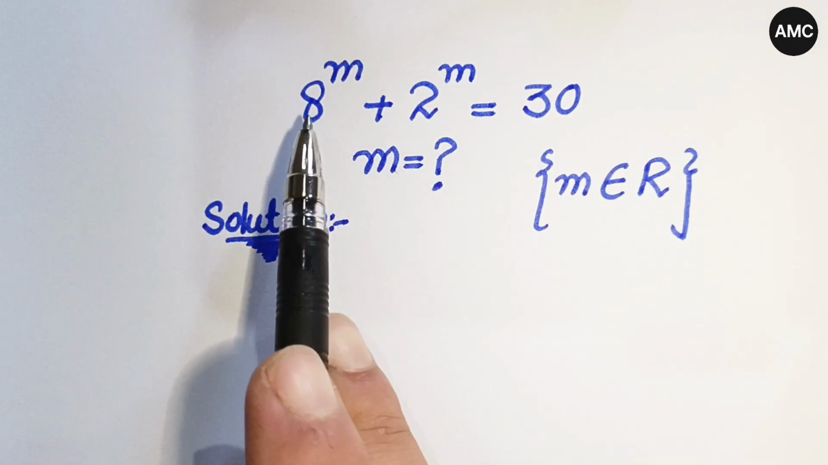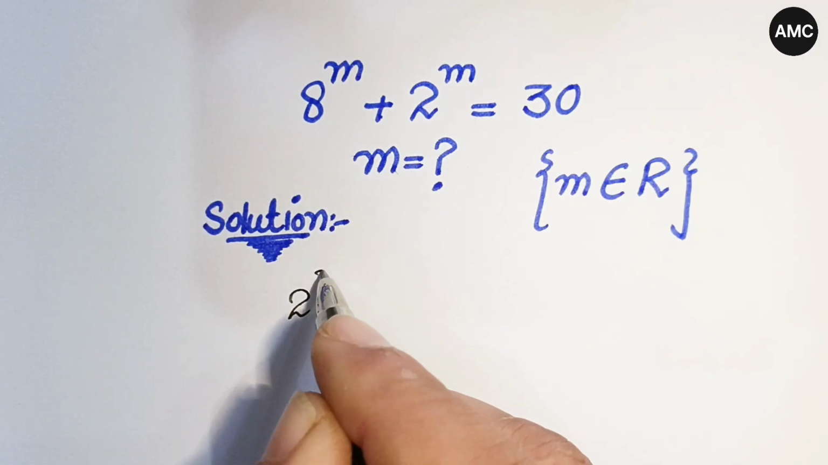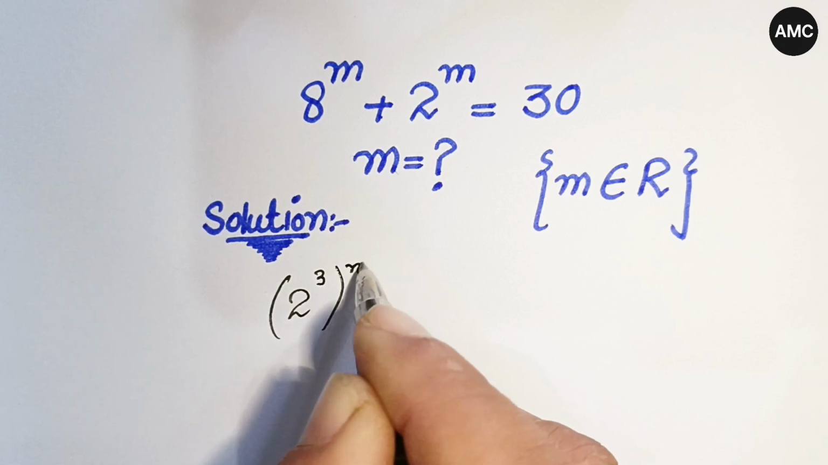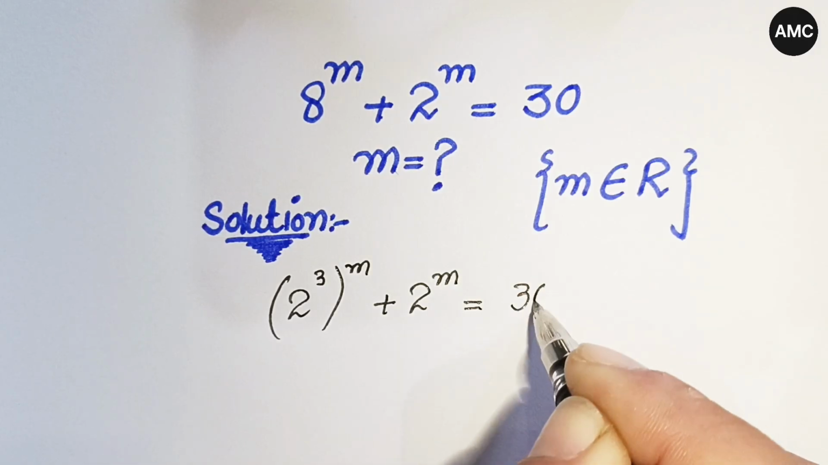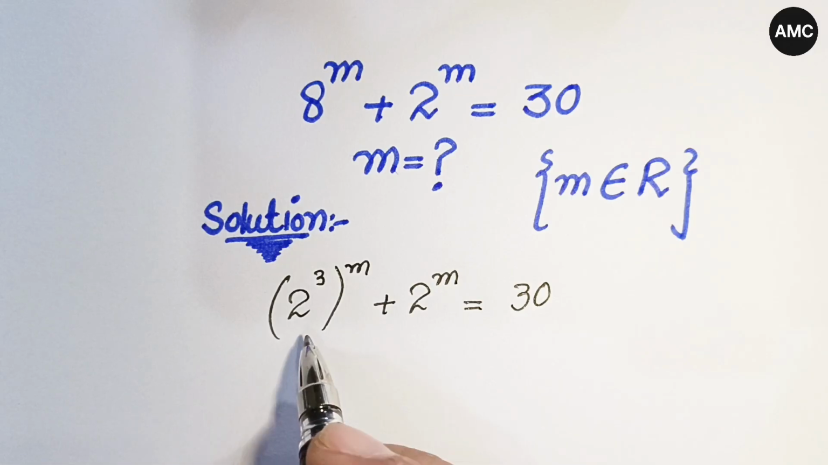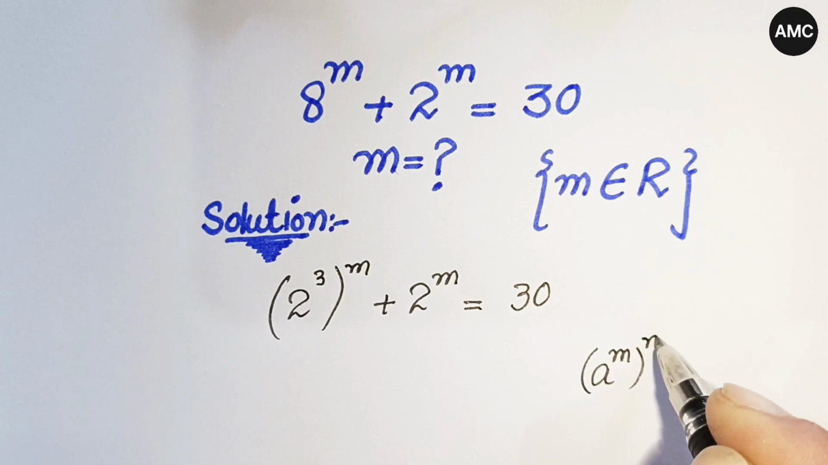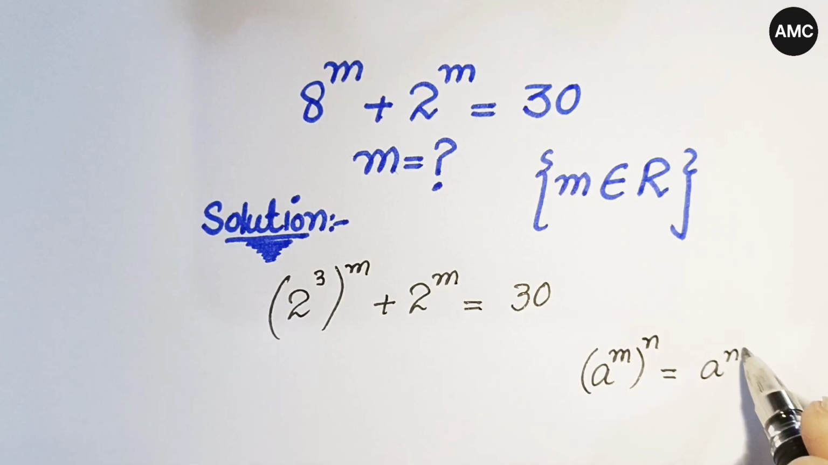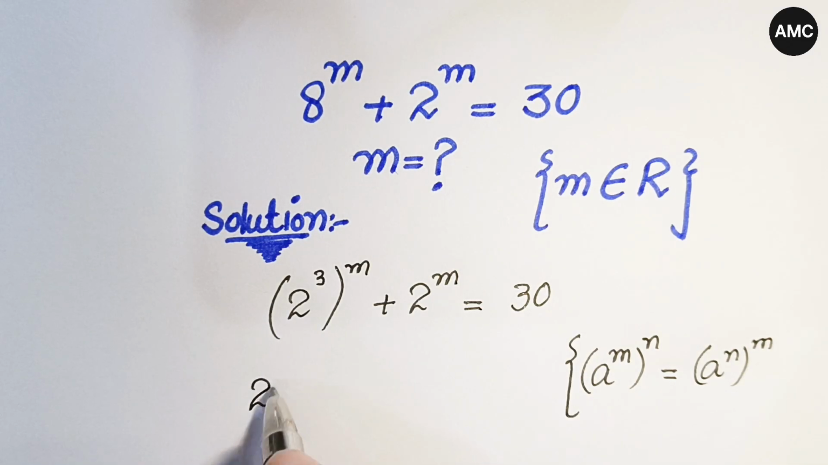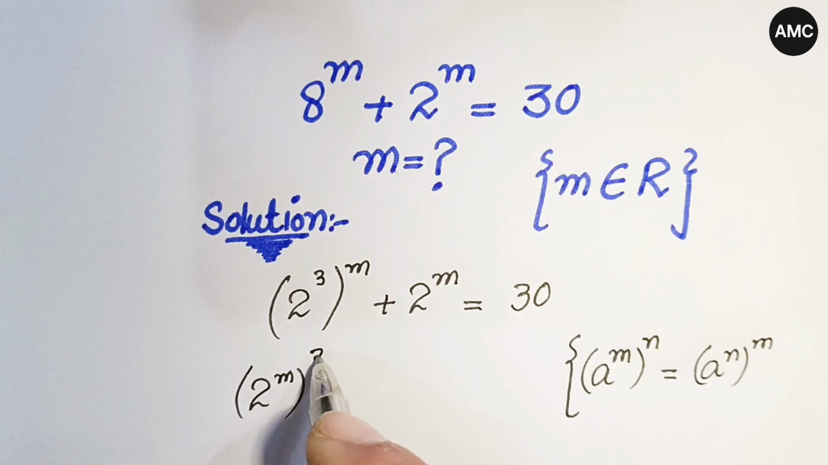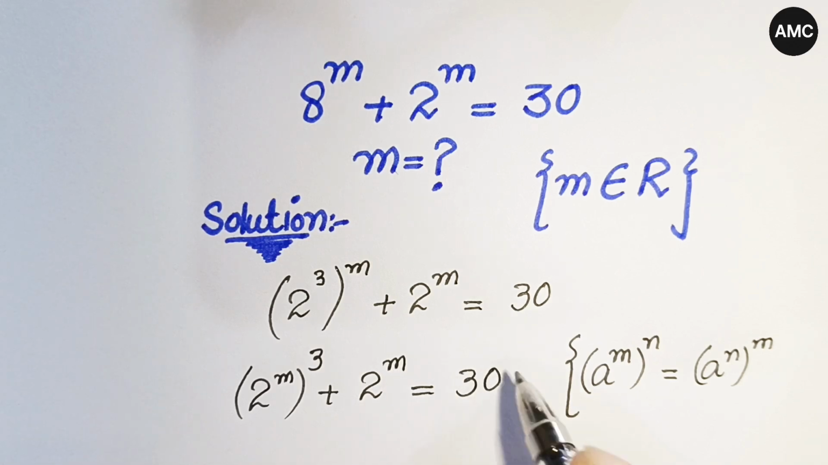First of all, this 8 is equal to 2 cubed. So we just write here (2 cubed) whole to the power m plus 2 to the power m is equal to 30. Now here we can use an exponential identity. If we have (a to the power m) whole to the power n, it is equal to (a to the power n) whole to the power m. So applying here we will get (2 to the power m) whole cubed plus 2 to the power m is equal to 30.